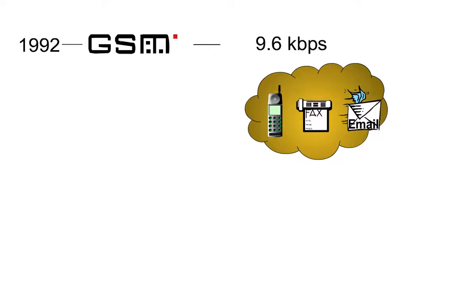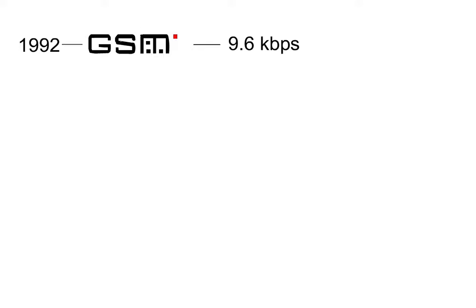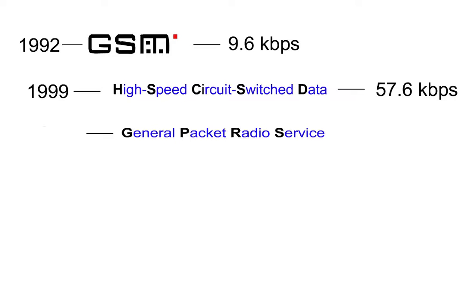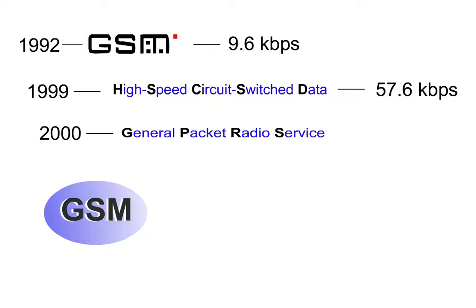per second. Since 1999, a bundling of up to 4 time slots has been possible, called high-speed circuit switch data, or HSCSD, providing modem speeds of up to 57.6 kilobits per second. The General Packet Radio Service, available since 2000, introduced the packet-oriented data transfer to legacy GSM systems, enabling the personal Internet.